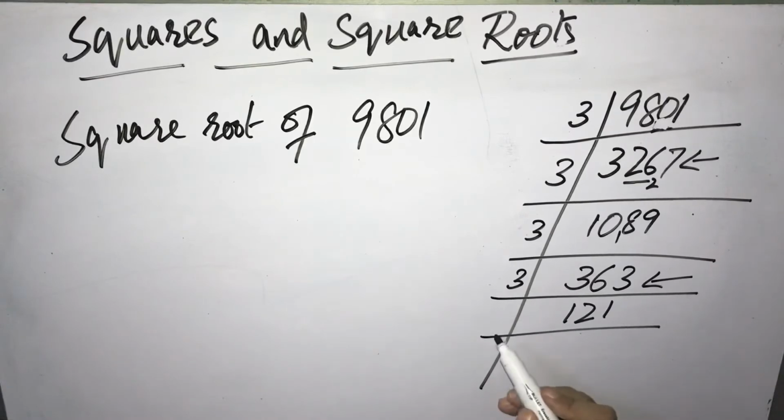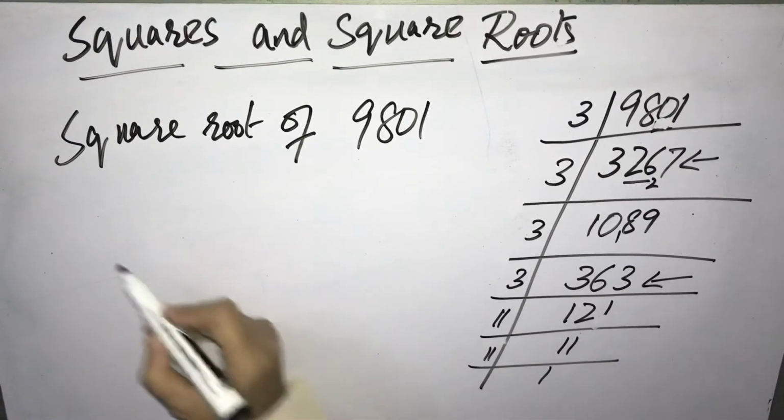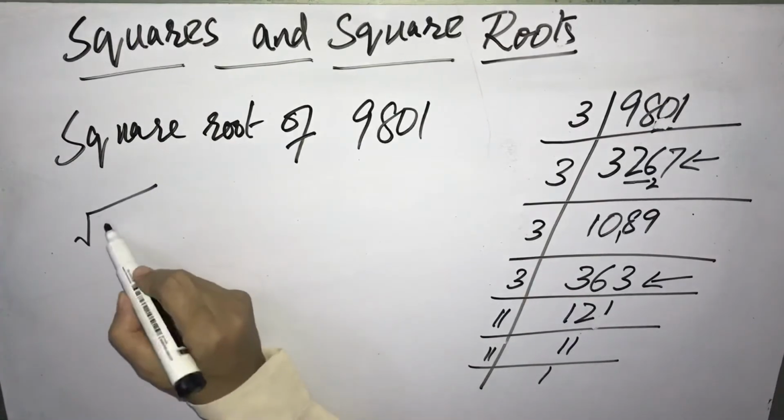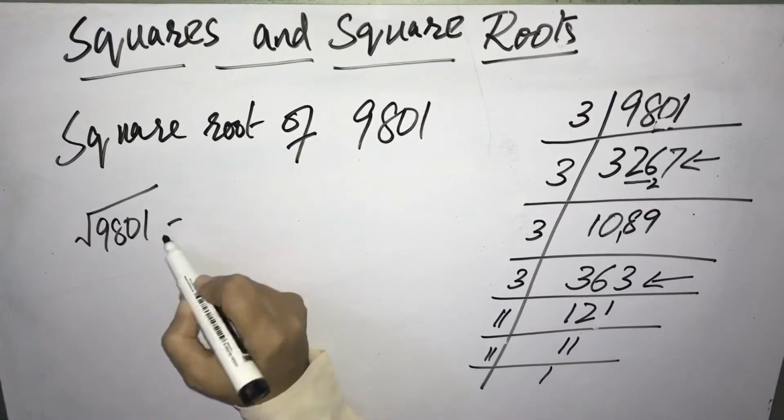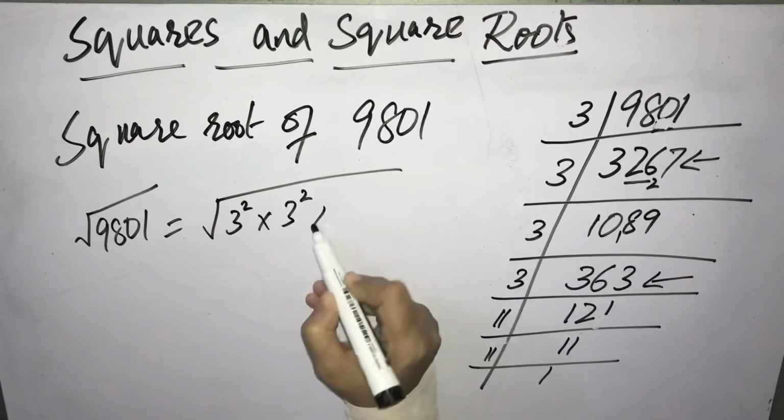Now we are going towards neither 5 nor 7. 7 1s are 7, 8 9 10 11 12 51. No. After 7, the next prime number is 11. 11 1s are 11, 12, 11 1s are 11. Yes, the next pair is of 11, and the answer, the square root of 9801 is 3 power 2 cross 3 power 2 cross 11 power 2.